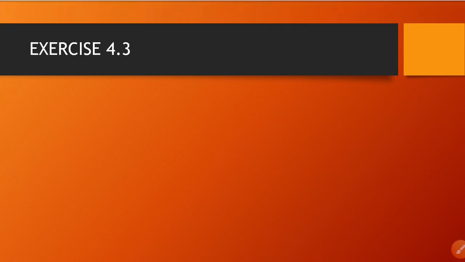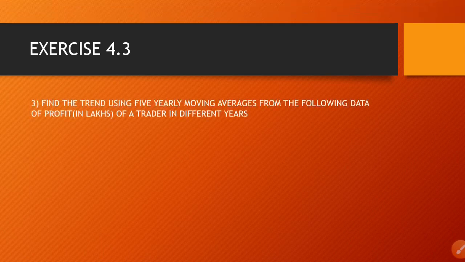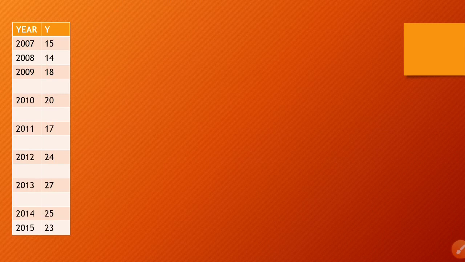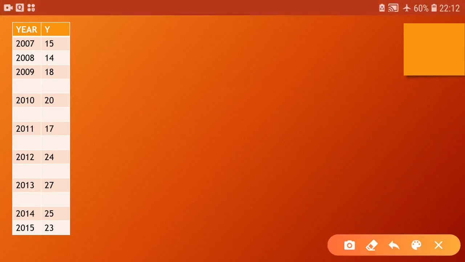Okay, let's do another one. Find the trend using 5 yearly moving average from the following data of the profit in lakhs of a trader in different years. Years 2007, 8, 9, 10, 11, 12, 13, 14, 15 and profits are given. So what I will be doing, you will be writing in sequence. See how you will be doing now. I hope you remembered it. First 2 years blank.